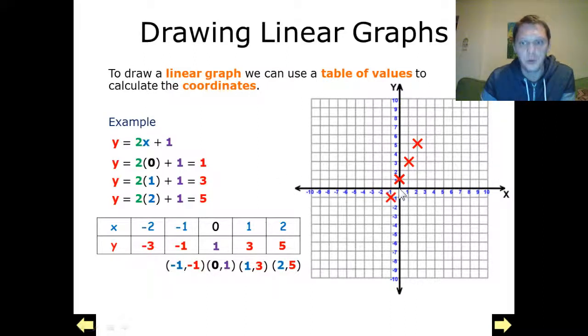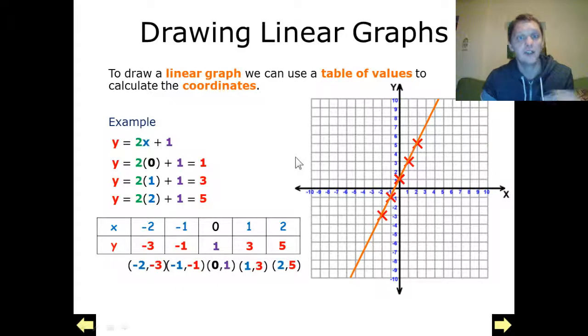Negative 1, negative 1. So first one is my x number, so cross the negative 1 and then dropping down to negative 1. And negative 2, negative 3. So cross the negative 2 on my x, down to negative 3 on my y, and I've put in my final point. And then my next job is to just literally draw a line going through these points. The whole point of a linear graph is that it's going to be a straight line.